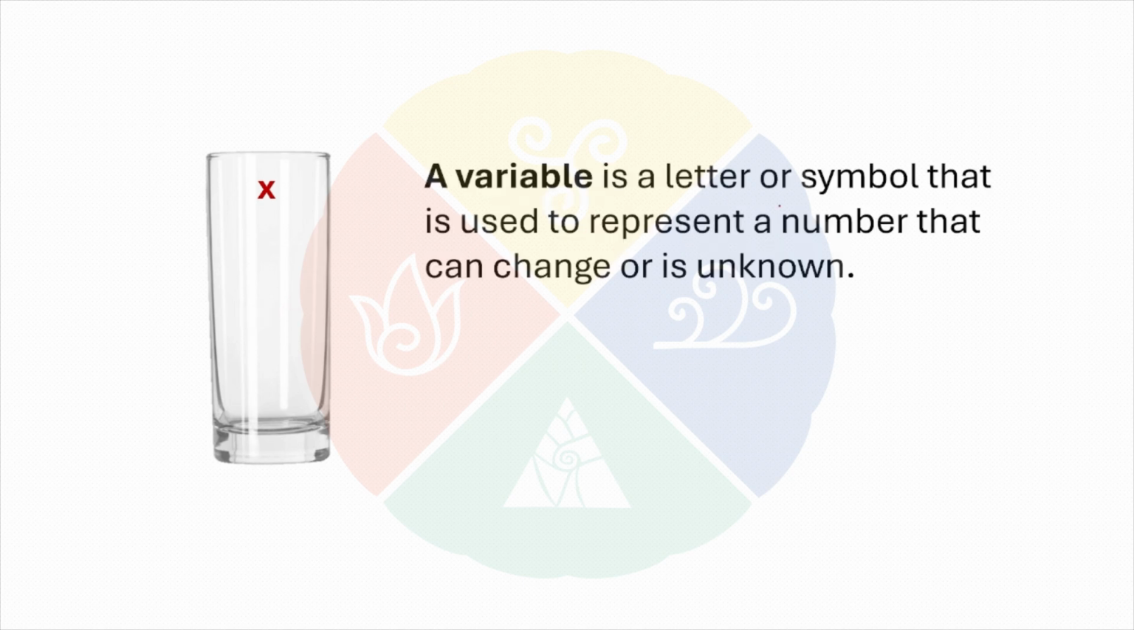So a variable is a letter or symbol that is used to represent a number that can change or is unknown. Now, we are using a single letter just because we are lazy. Because if you write the full name, let's say I wrote this as SIG, every time I have to represent this, I have to write the full thing. We are lazy. It's easier to write a single letter.